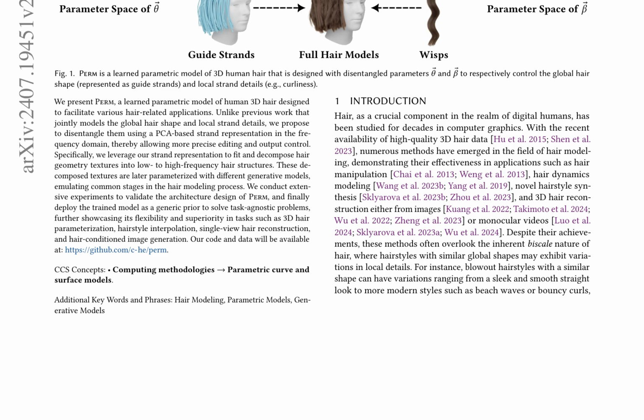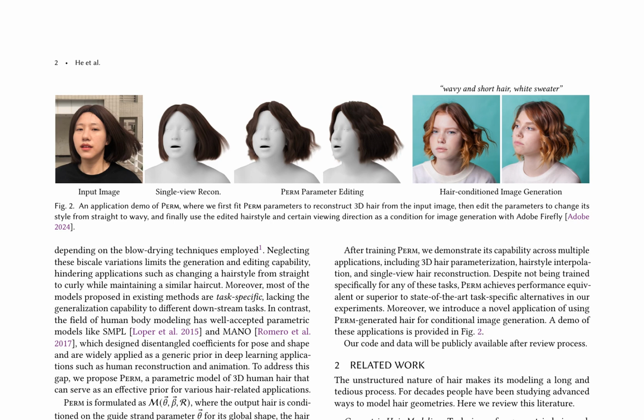These models emulate common stages in the hair modeling process, such as guide strand authoring, residual texture modeling, and guide interpolation. The learned principal components form an explainable space for hair decomposition, where initial components capture low-frequency information and subsequent components encode high-frequency details. The Perm model is trained to serve as a generic prior for various hair-related applications, including 3D hair parameterization, hairstyle interpolation, single-view hair reconstruction, and hair-conditioned image generation.